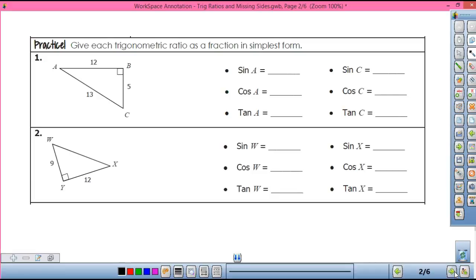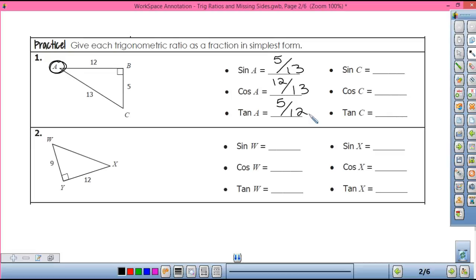Okay, and I just want to quickly go through number one so we remember. If I'm looking for number one, sine of A, so I'm looking from A, opposite is 5 over hypotenuse, 13. Cosine is adjacent, 12 over hypotenuse, 13, and tangent is opposite over adjacent, 12. Okay, nice little refresher course, right?